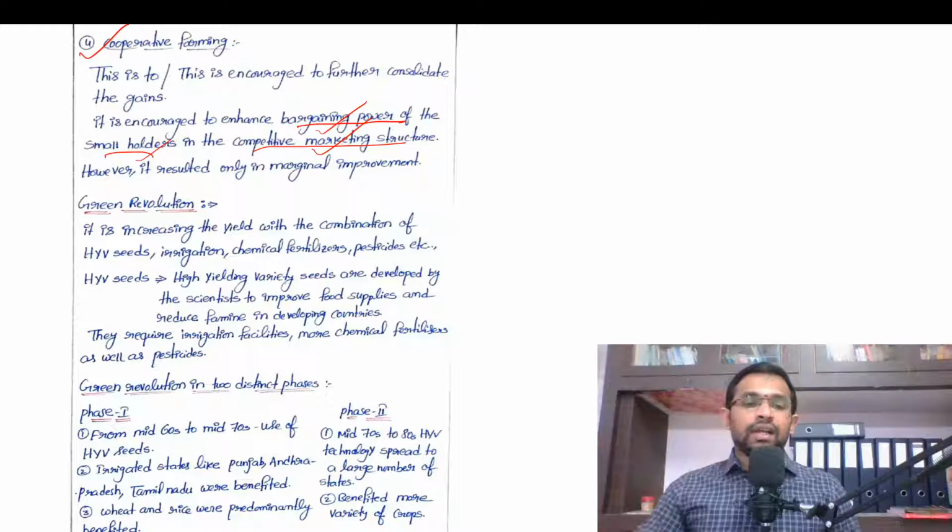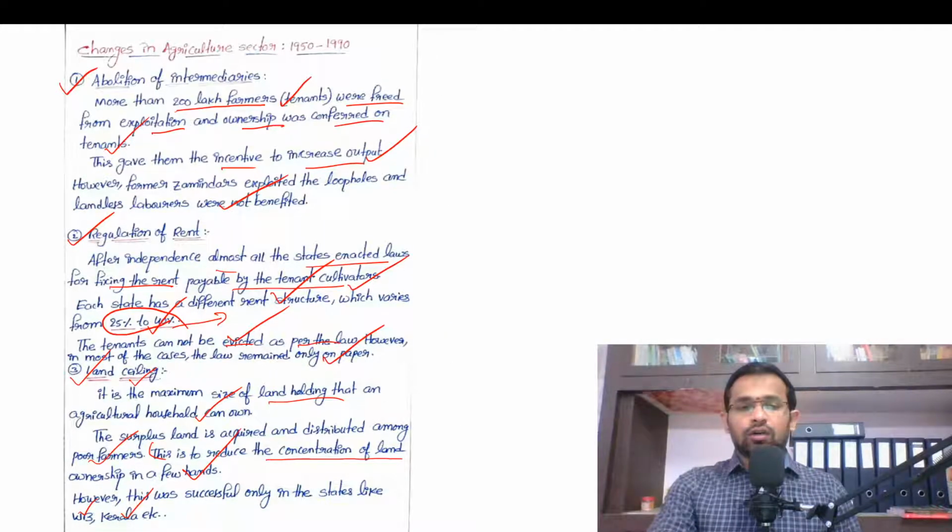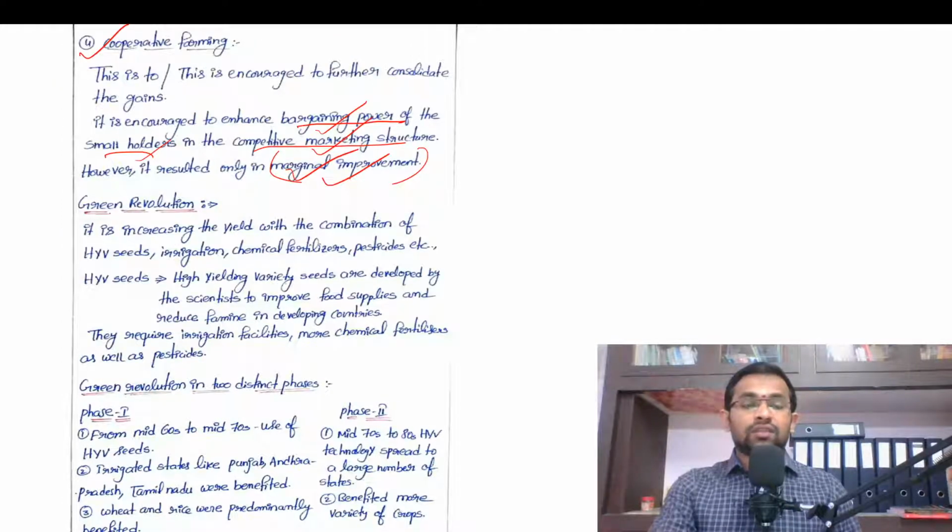And however, it resulted only in marginal improvement, meaning only few areas in India are implementing this cooperative farming, right? So what are the objectives under the land reforms? The first objective is abolition of intermediaries, and the second objective is to regulate the rent, and the third objective is land ceiling, right? And the fourth objective is cooperative farming.